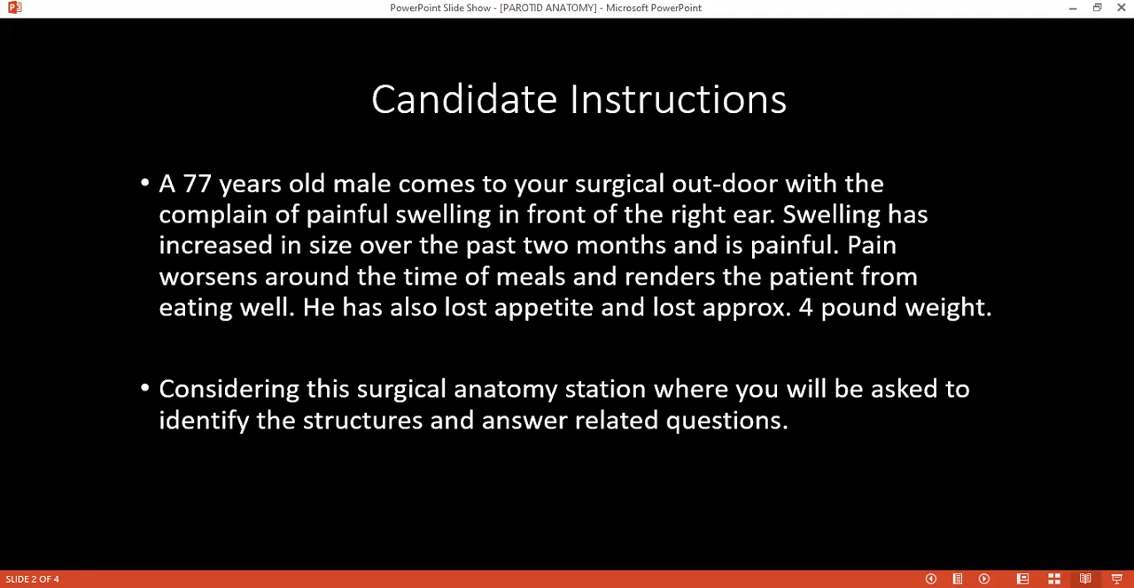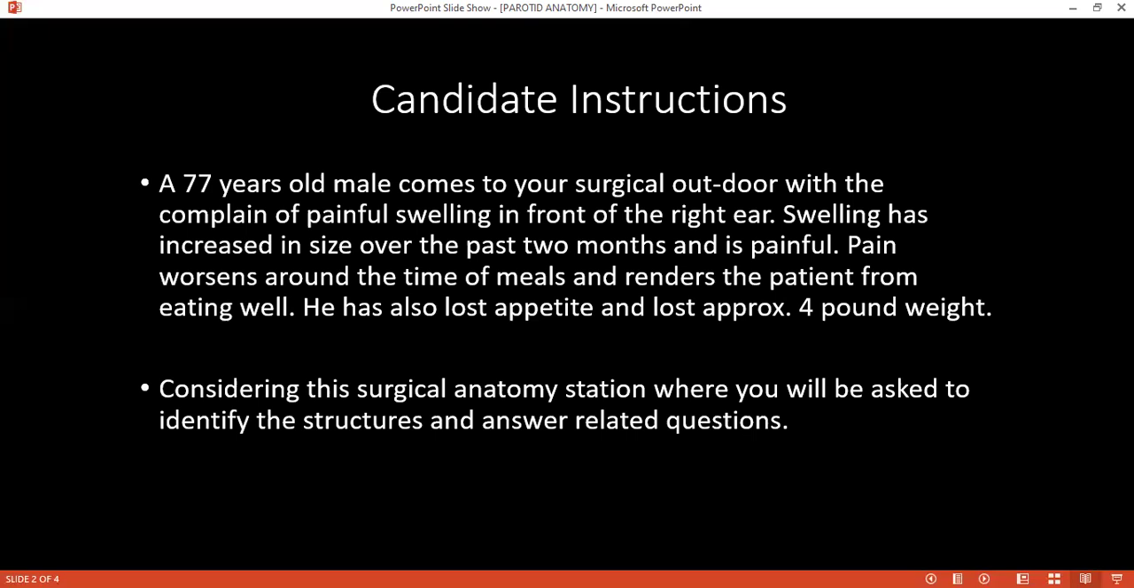Right. So if you have read and understood, considering its surgical anatomy station, what do you think might be the problem with the patient? This may be a parotid tumor, most likely malignancy. Malignancy. Why? Because there is loss of weight and loss of appetite. All right. And the swelling is painful? Yes, painful, and has increased in size. Yes, very good.